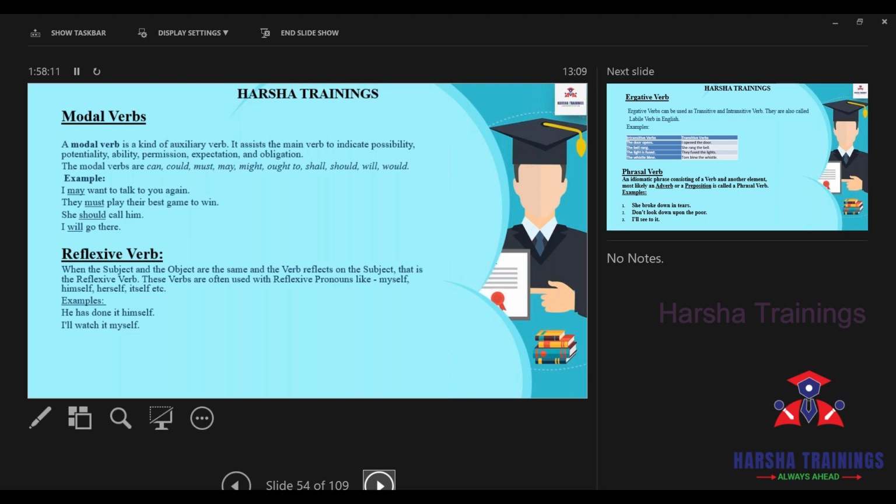A modal verb is actually a kind of auxiliary verb, a helping verb. But the difference is it helps the main verb to indicate possibility. I mean, we can say the action might or might not happen. We are not sure of it. Suppose you are invited to a party, your friend's birthday party. What do you say? I may come. That means you're not sure if you will go or not. You might go or you might not go. It depends, right? So these are called modal verbs.